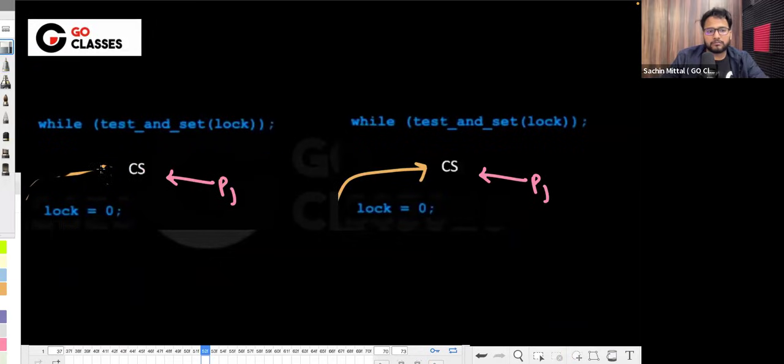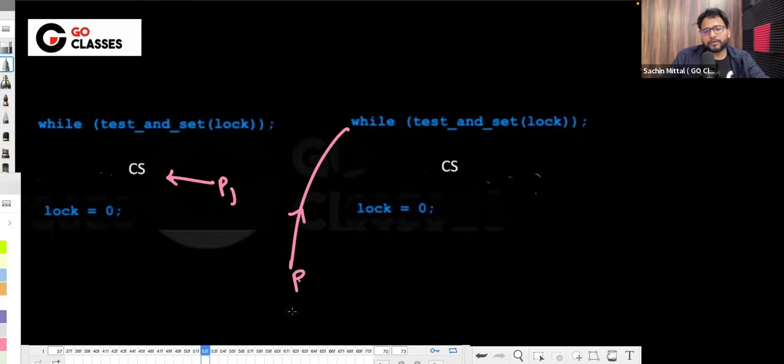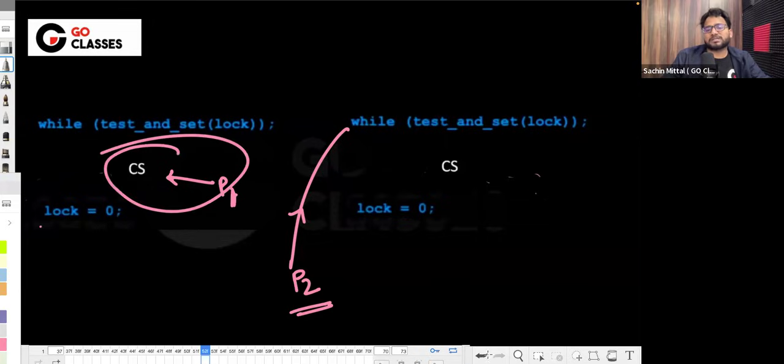Which means something like this. P1 is inside and P2 is waiting in the while loop, suppose. Which means P2 is waiting here. Can you tell me for how long P2 will be waiting? You never know, right? P1 might be taking a lot of time because this is some arbitrary code, right? So P1 might be taking a lot of time here.